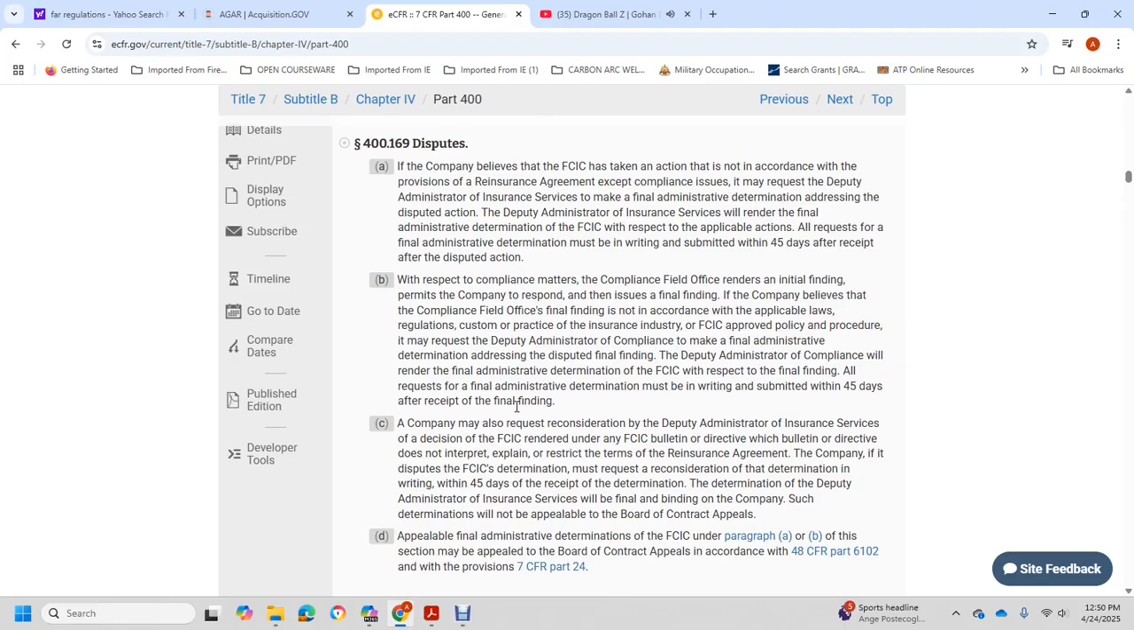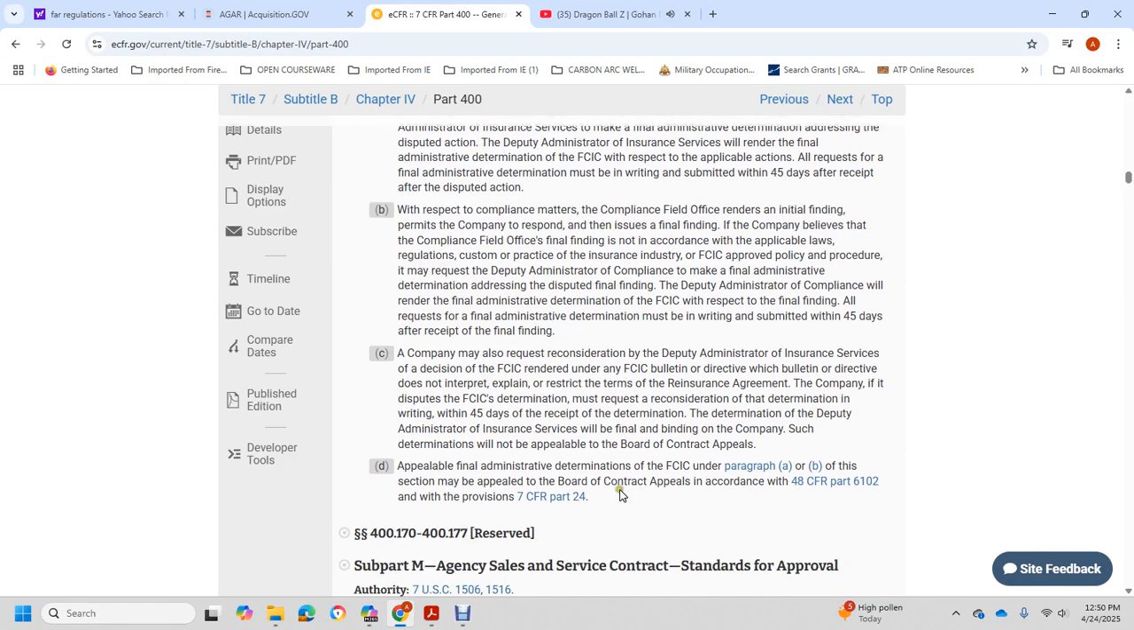The company may also request reconsideration by the Deputy Administrator for Insurance Services of the decision of the Federal Crop Insurance Corporation, regarding the Federal Crop Insurance Corporation bulletin directing non-interpretive explanation restricting the term of the reinsurance agreement of the company. If the dispute of the Federal Crop Insurance Corporation's determination is submitted as a request for reconsideration in writing within 45 days, the determination of the Deputy Administrator for Insurance Services will be final and binding with the company, and such determination will not be appealable to the Board of Contract Appeals.